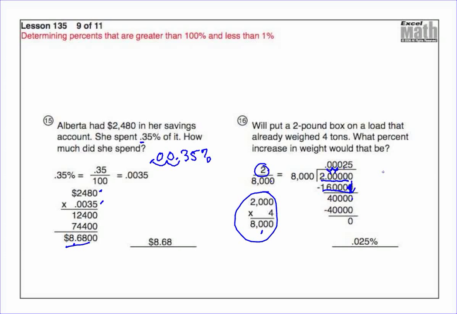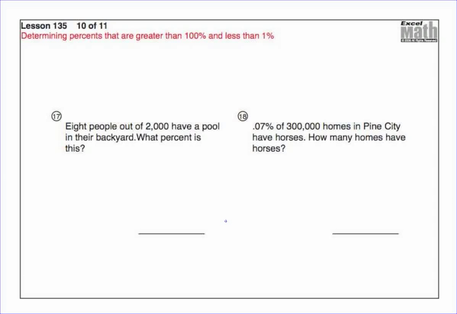Now, the way I would have maybe done this one too, well, let's probably just stick with this one here. I'm not going to complicate it for you. Okay, here are a couple of problems, 17 and 18. Go ahead and pause the video. Turn it back on when you're ready to see the solutions to these.